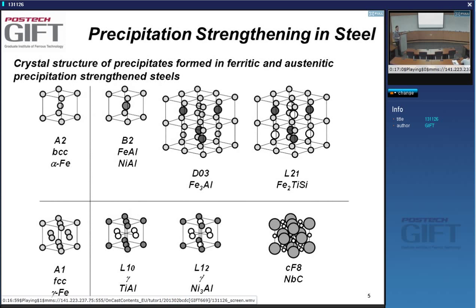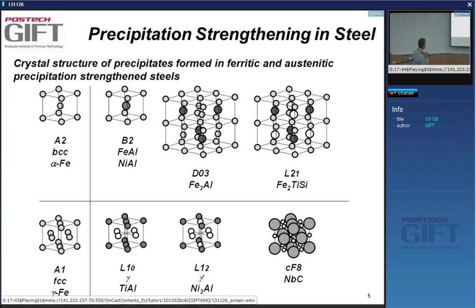Let us now have a look at the precipitates. And to connect with the previous slide, let's look at the crystallography of these precipitates. When we try to engineer precipitation hardening inside a grain, we always have to make sure that there is some crystallographic relation possible between the precipitate and the matrix.